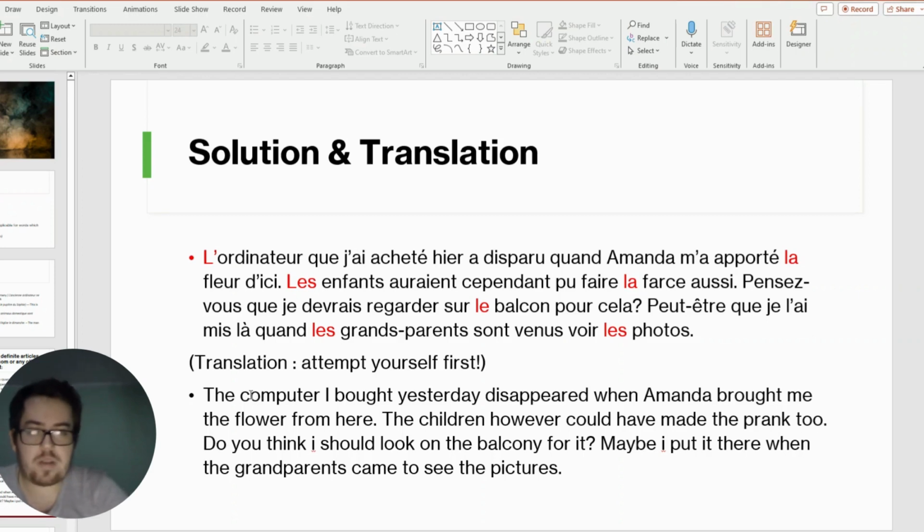Now, we're going back and we see the computer I bought yesterday. I bought is j'ai acheté. We've talked about the passé composé in another lecture. If you want to go to it, you can go to it and review it to see how we actually form the passé composé. But the thing is, que over here would translate to that. But in general, you don't say the computer that I bought yesterday. You would say in informal language at least, the computer I bought yesterday.